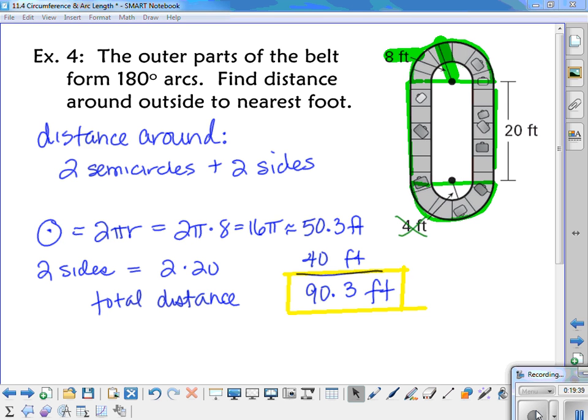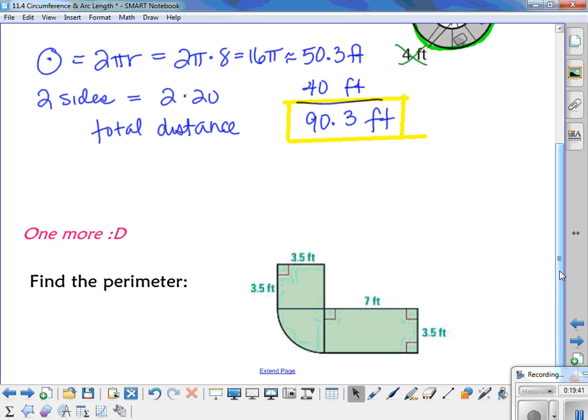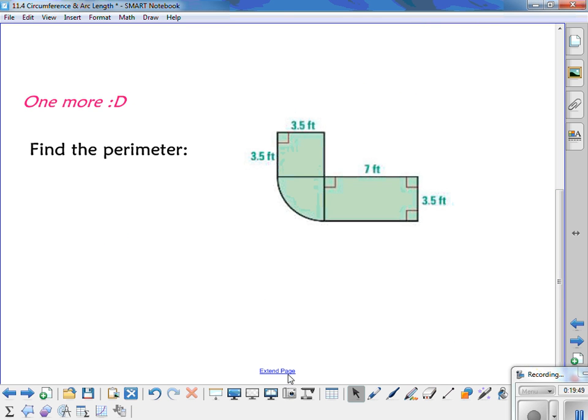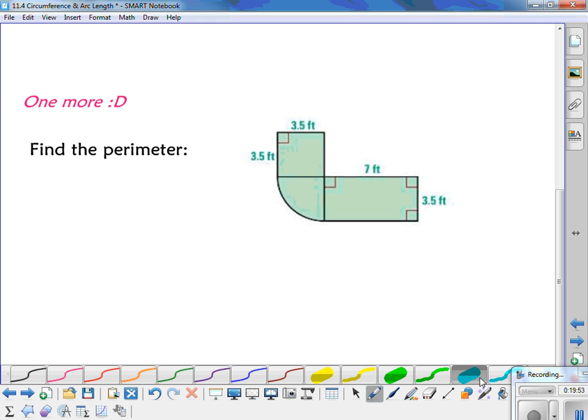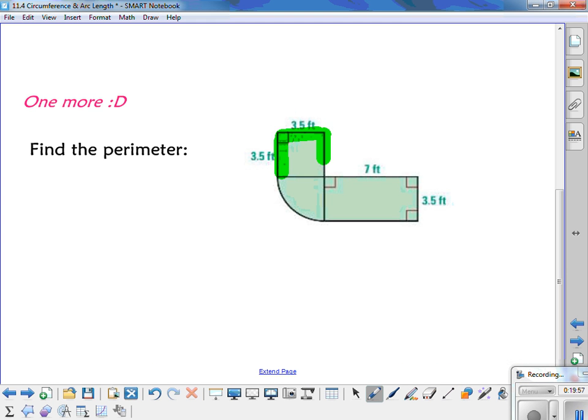All right, so we've got one more to look at here. We're going to find the perimeter of this figure. So again, I want to evaluate what I'm looking at here. I'm looking at 1, 2, 3 sides there, 1, 2, 3 sides there, and then I have this arc here.